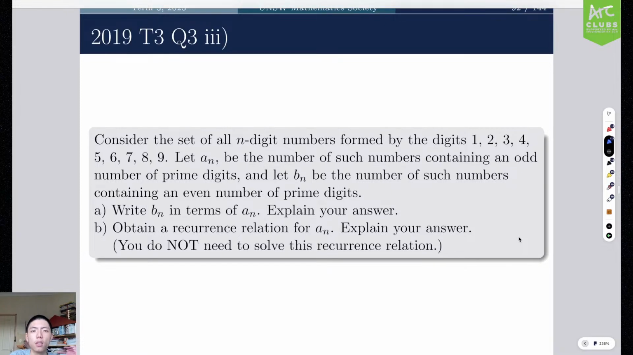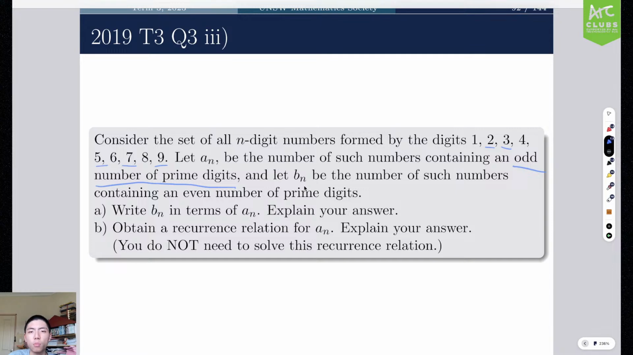Okay, the next question requires us to have the set of all n-digit numbers that are formed by the 9 digits that do not include 0. Let a(n) be the number of such numbers that contain an odd number of prime digits. So they would be an odd number of prime digits. The prime digits would be 2, 3, 5, 7, and 9. So there would be 5 of them.